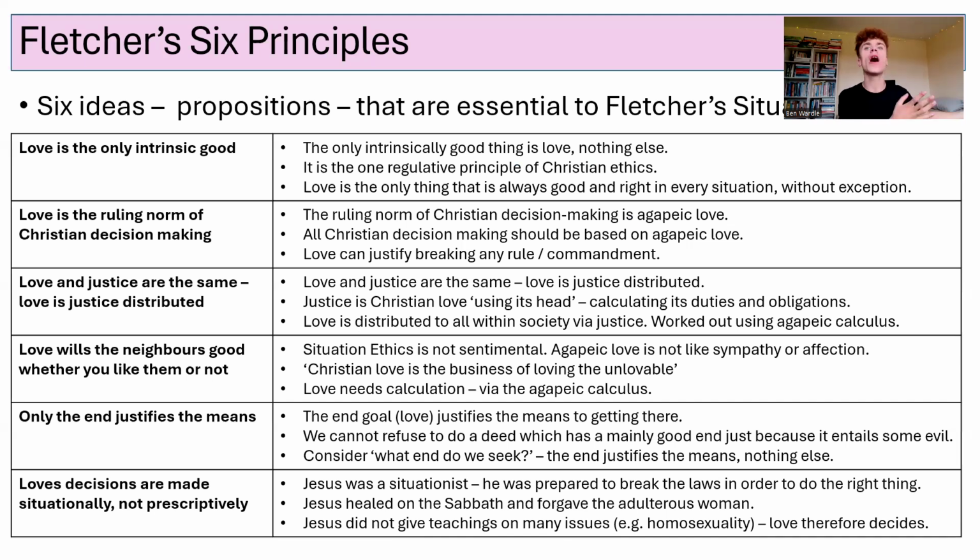Again, Kant would be up in arms about that, wouldn't he? Because he says, no, everything is intrinsically right or wrong. You cannot say that the end justifies the means. He would be very much against that. So let's talk through these 6 principles, shall we?